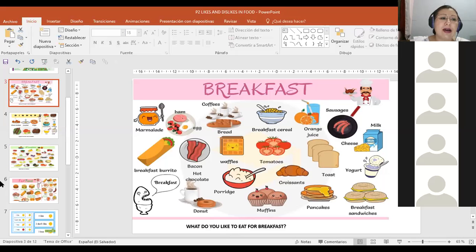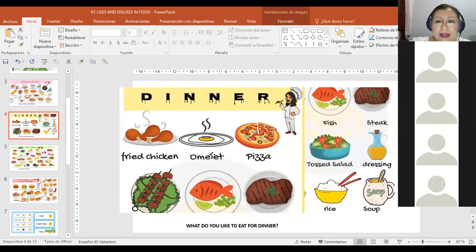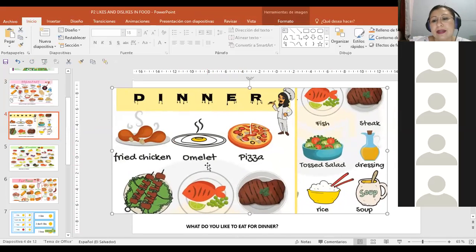Okay, very good. Now let's move on to dinner. Okay. For dinner, we can have, let's repeat with me. Fried chicken. Omelette. Pizza. Meat. Fish. And this fish is a meat business. Okay, it's meat also. Okay, for the lunchtime, you can have fish.